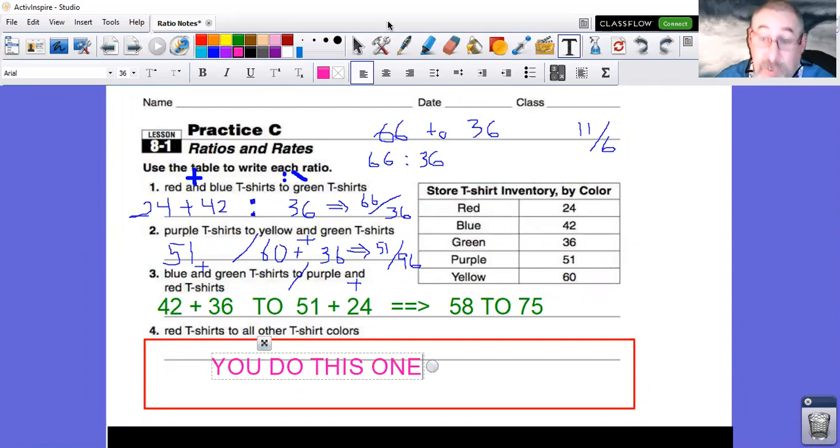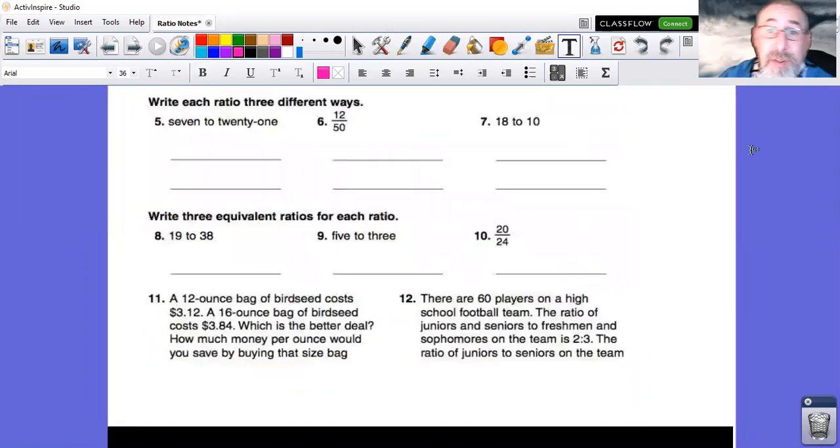All right, that's where you're going to do your work for this page. Okay, next set of examples. These are really going to make your brain hurt. I'm telling you that they're so hard. All it says is write 3 different ways.